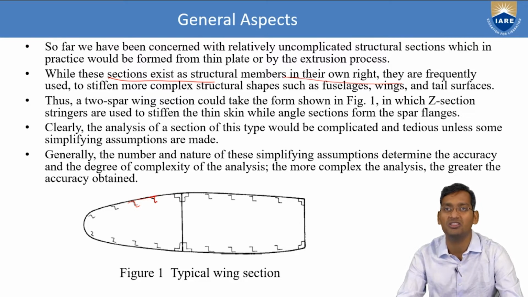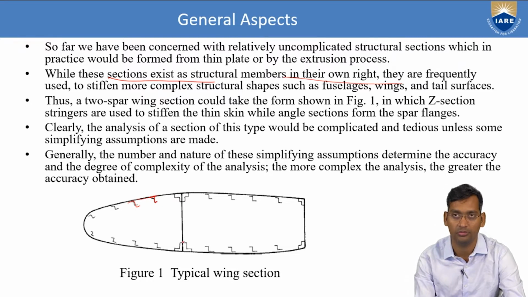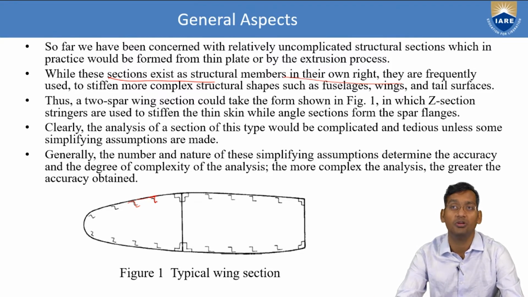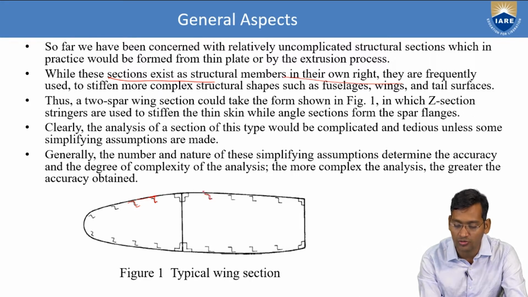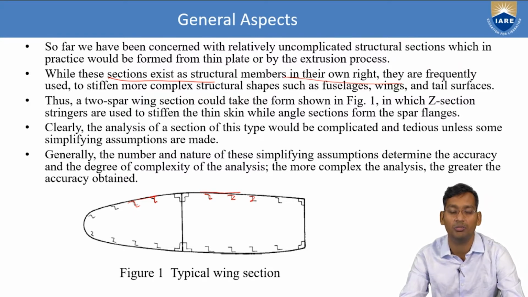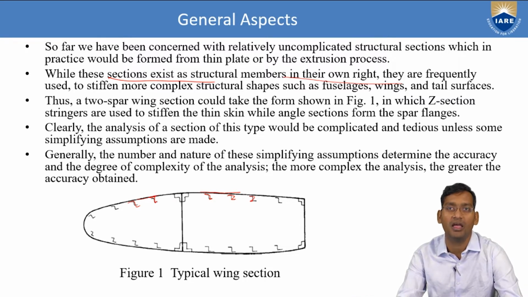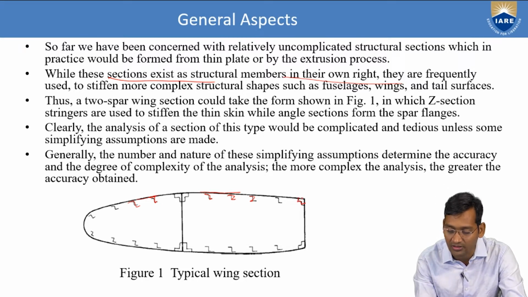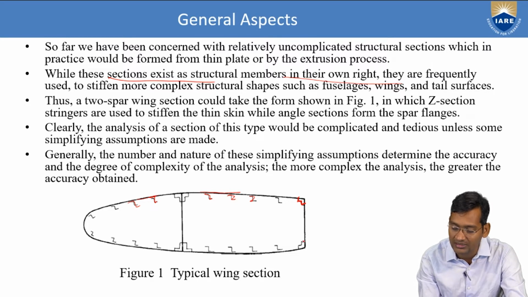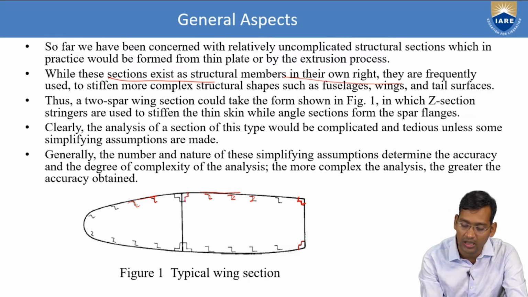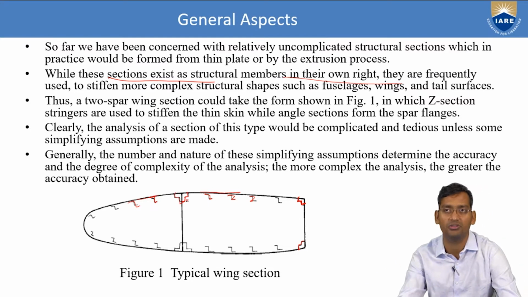Thus a 2-spar wing section could take the form shown in figure 1, in which Z section stringers are used to stiffen the thin skin, while angle sections form the spar flanges. So all these Z sections are the stringers which provide support and stiffness to the skin. These are the angle sections, this is the angle section, this is again an angle section. These are the spars which support the skin.